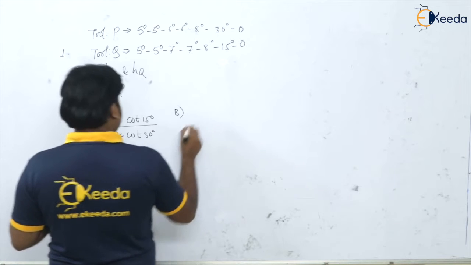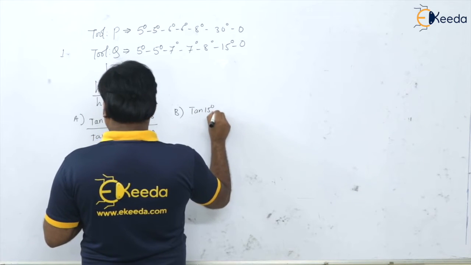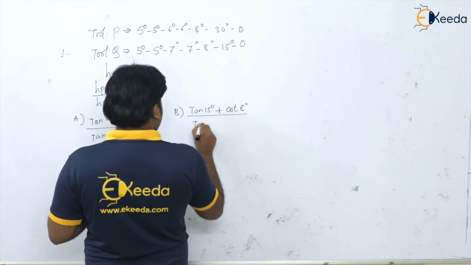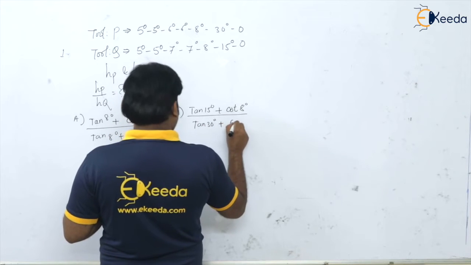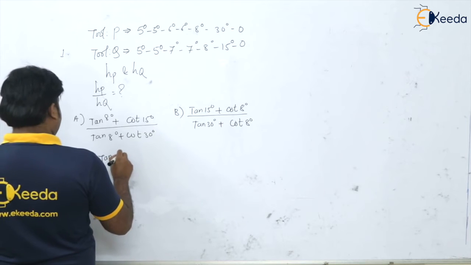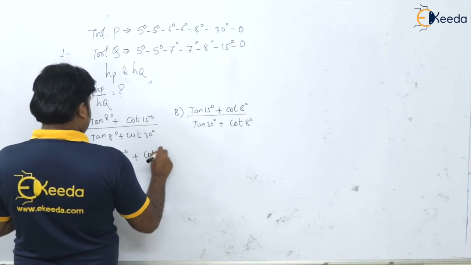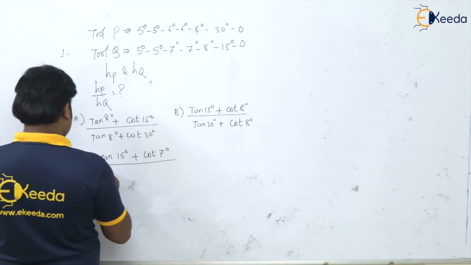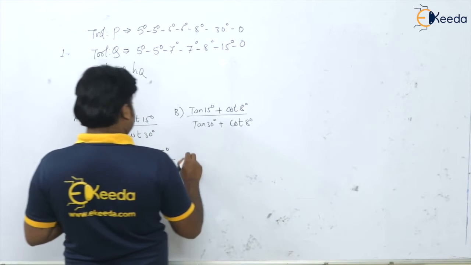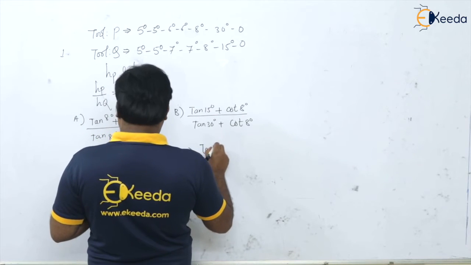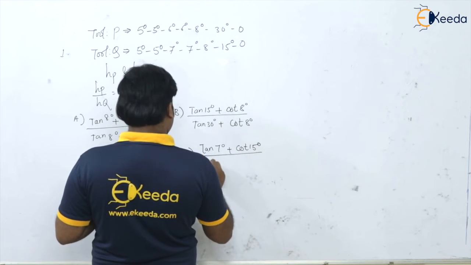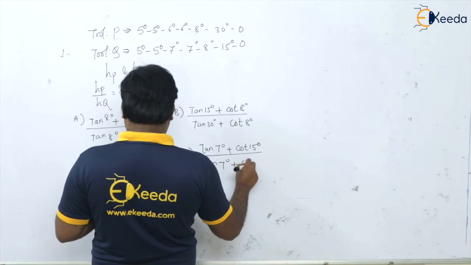Option B, tan of 15 degree plus cot of 8 degree divided by tan of 30 degree plus cot of 8 degree. Option C, tan of 15 degree plus cot of 7 degree divided by tan of 30 degree plus cot of 7 degree. And option D, tan of 7 degree plus cot of 15 degree divided by tan of 7 degree plus cot of 30 degree.